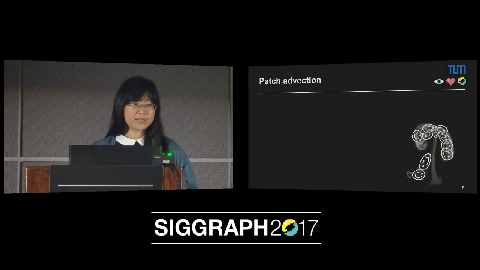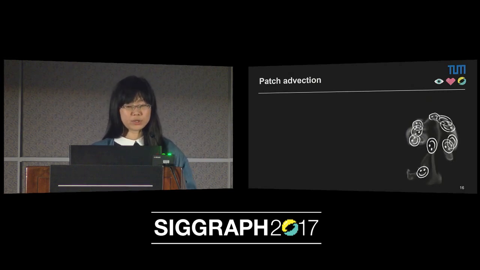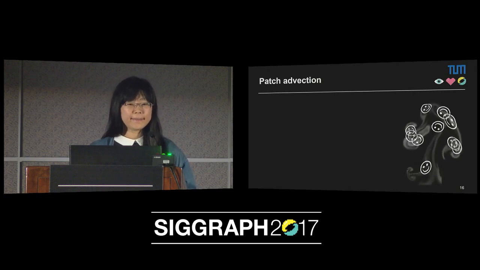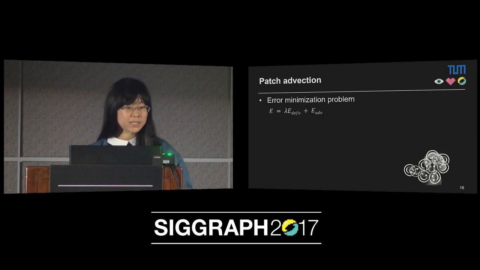Smiley faces represent our patches. You see that the faces are not deformed that much. That is because our advection is deformation limited. And this is achieved by solving an error minimization problem. Here, we define our error as a combination of the advection error and the deformation error. The parameter lambda is used to balance between them.